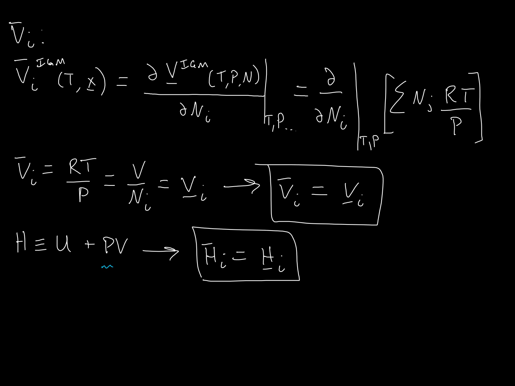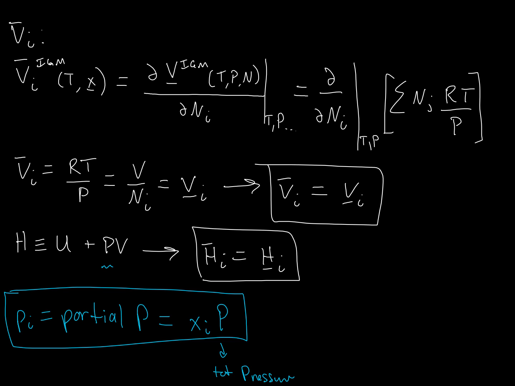And the last definition that we'll cover, this one is strictly a definition, just for convenience. So we're going to call P of I the partial pressure. And this is equal to X of I times P, which is the total pressure. And you can work it out to show that the partial pressure is the pressure that species I would exhibit onto the surroundings if it were the only thing around.